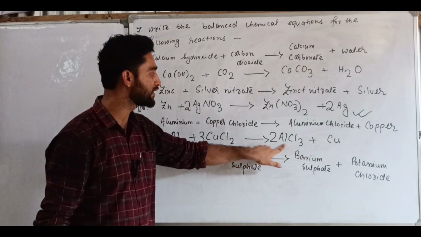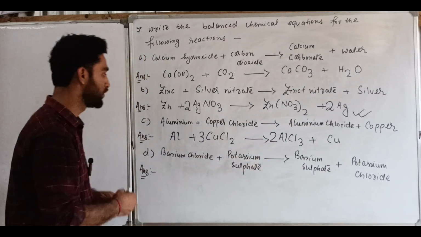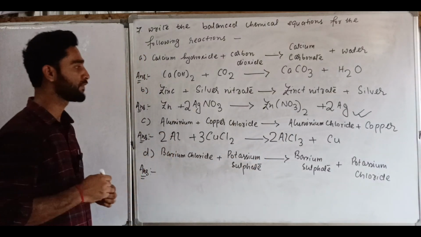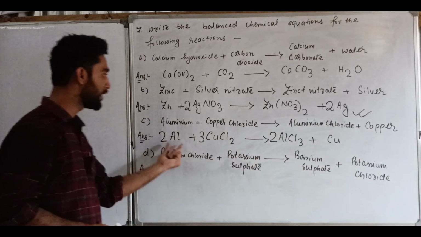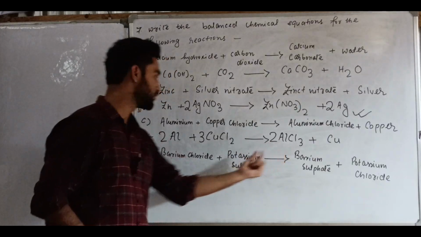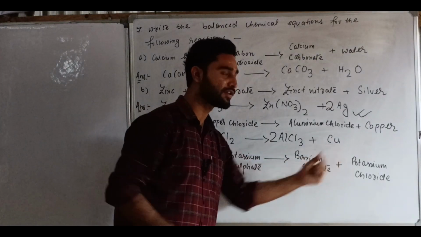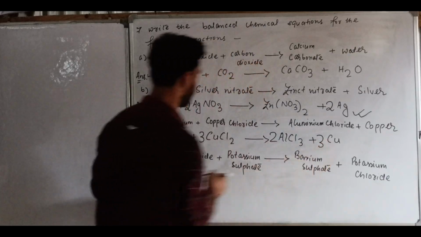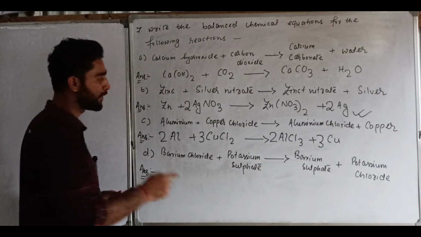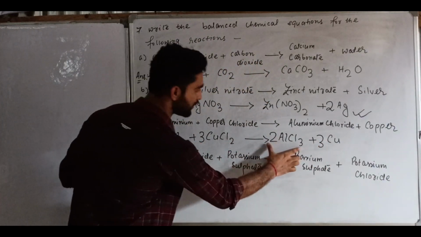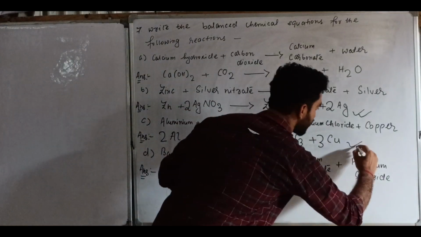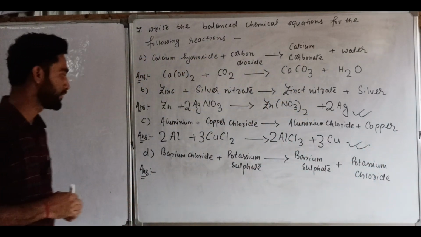Aluminium 1. Now this side aluminium became 2. So put 2 here. So aluminium 2, aluminium 2. Now check the copper. This side copper 3, this side copper is 1. So put 3 here. Now the metals became balanced. The non-metal chlorine 3 to the 6, 3 to the 6. So now the reaction became balanced.